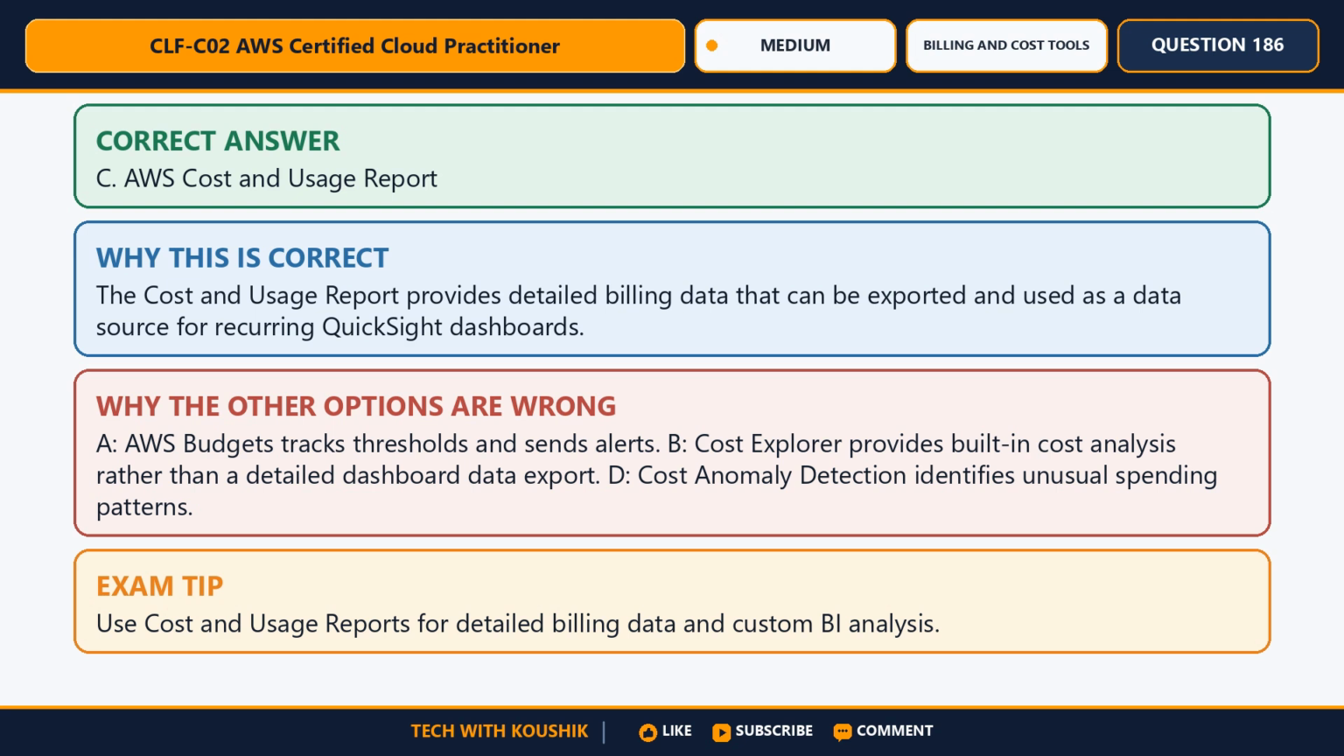Why are the other options not correct? A. AWS Budgets tracks thresholds and sends alerts. B. Cost Explorer provides built-in cost analysis rather than a detailed dashboard data export. D. Cost Anomaly Detection identifies unusual spending patterns. Exam tip. Use Cost and Usage Reports for detailed billing data and custom BI analysis.